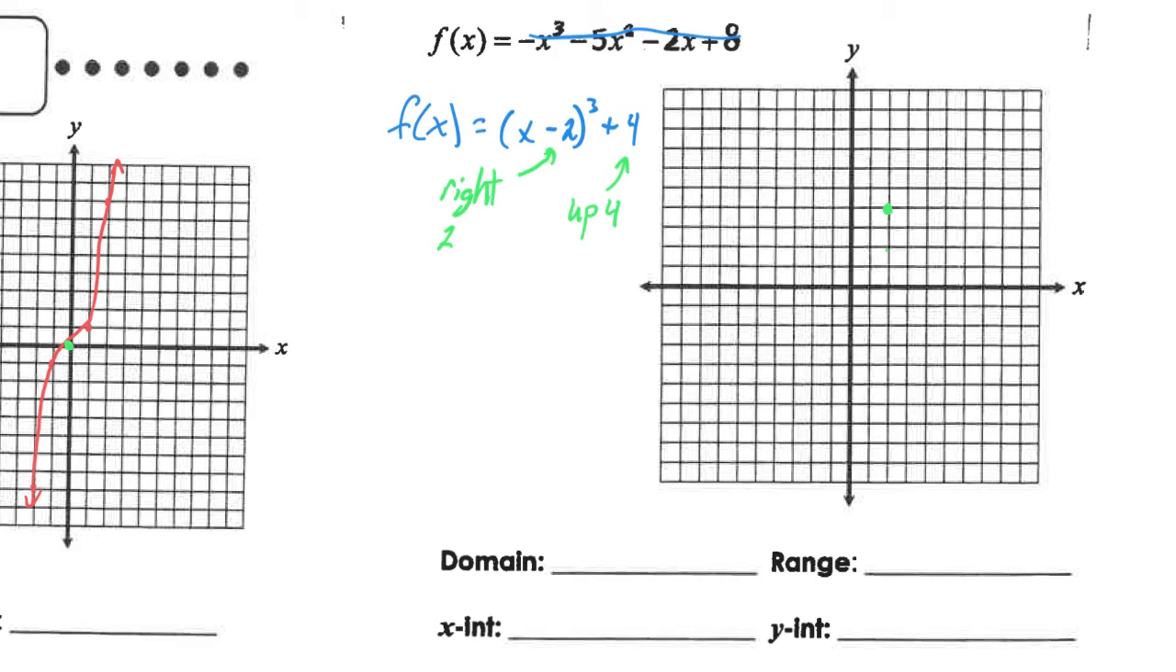All right, so these next points, where are they in relation to the center? Well, they go up 1 and right 1. So they go up 1 and right 1, and then down 1 and left 1.